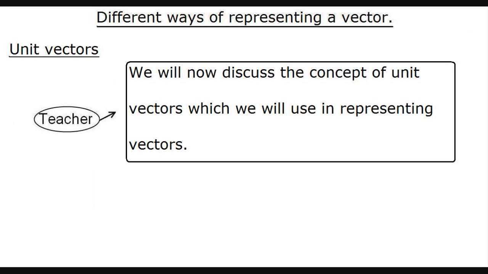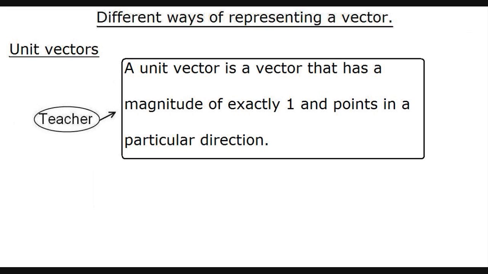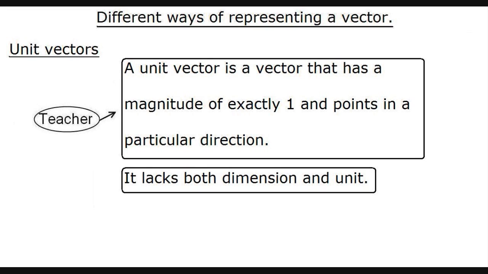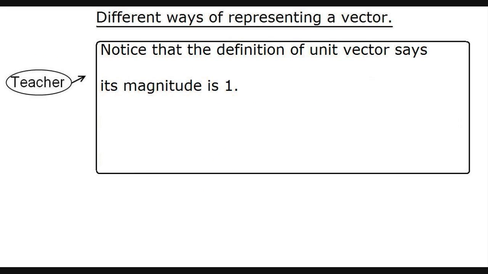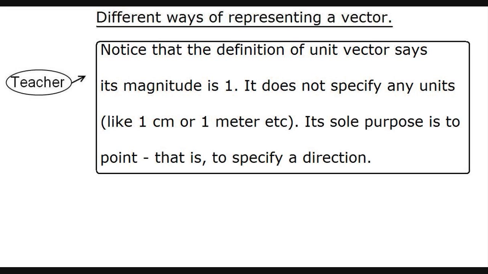We will now discuss the concept of unit vectors, which we will use in representing vectors. A unit vector is a vector that has a magnitude of exactly 1 and points in a particular direction. It lacks both dimension and unit. Notice that the definition of unit vector says its magnitude is 1. It does not specify any units, like 1 centimeter or 1 meter, etc. Its sole purpose is to point, that is, to specify a direction.